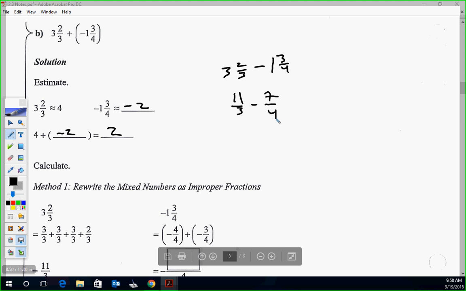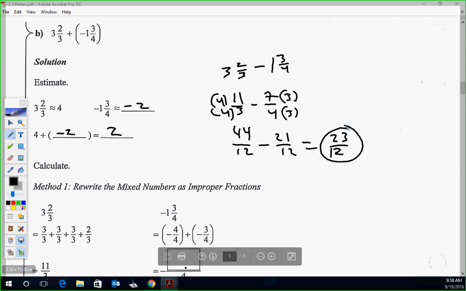So we have to get a common denominator. 7/4 is the first box on the right there if you're trying to do the boxes. So I'm going to times this by 4, and this by 3. I'm multiplying by each other's denominators because 3 doesn't go into 4. So I get 44/12 minus 21/12, which gives me 23/12.